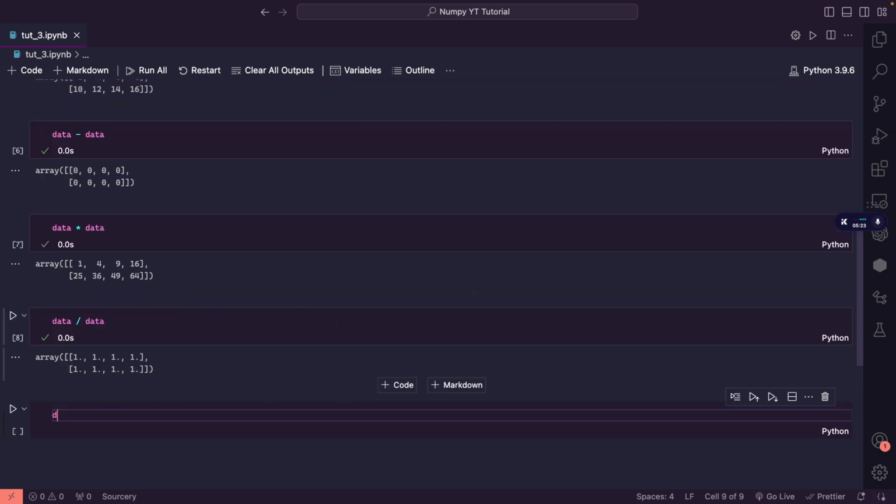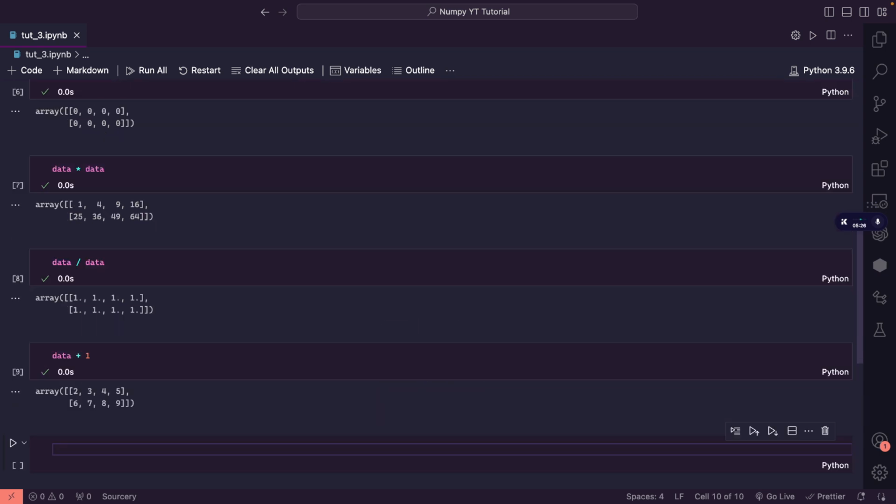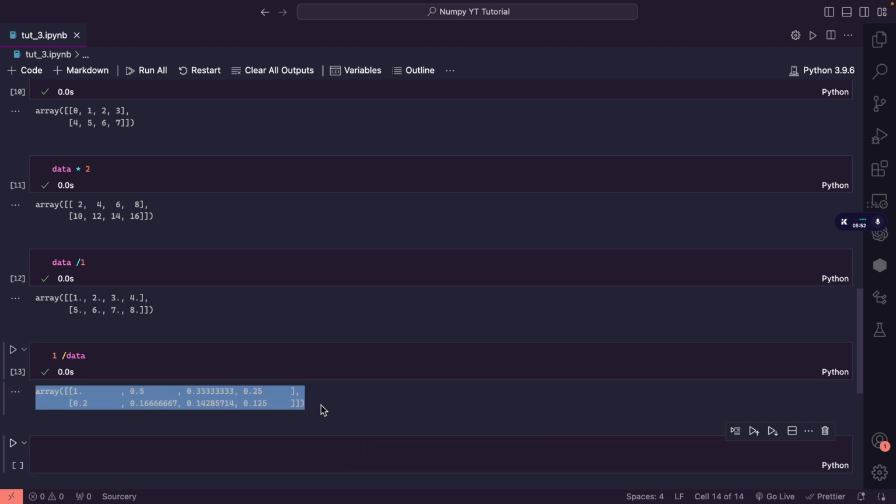Now we could do more with it. If we want to add one to every element in our data, we can do that. If we want to subtract one from every element, we can also do that. If we want to multiply it by two, we can do that. If we want to divide it by one, or one divided by the data, we can also do that. This is what arithmetic looks like. We can do all the operations that we usually do, and we can use other functions like sine as well. We don't need to go into that right now, but you can do it if you want to.